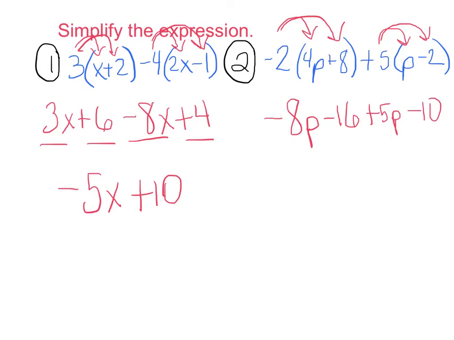And then you decide if you can combine like terms. So you have negative 8p and positive 5p, which makes negative 3p. Then you have your negative 16 and your negative 10, which is negative 26.